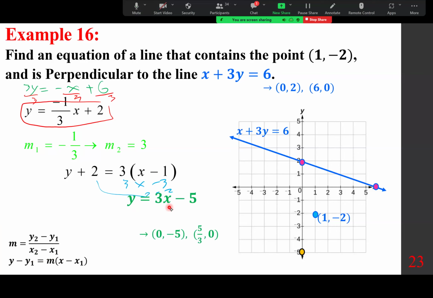So plot 0 minus 5, 5/3, 0, connect them, you're done. y equals 3x minus 5, the perpendicular, and it makes a 90-degree angle here.